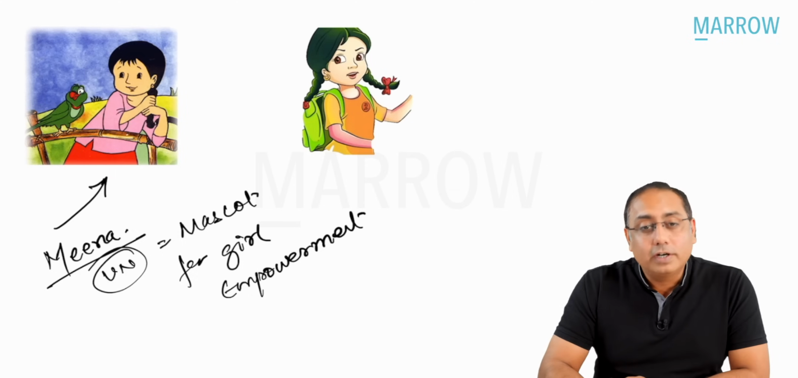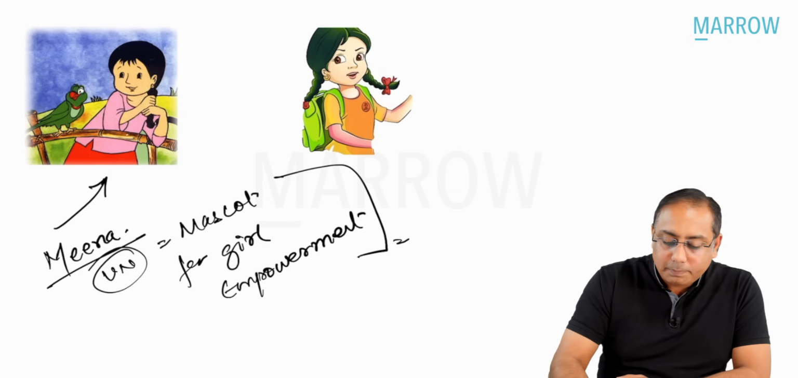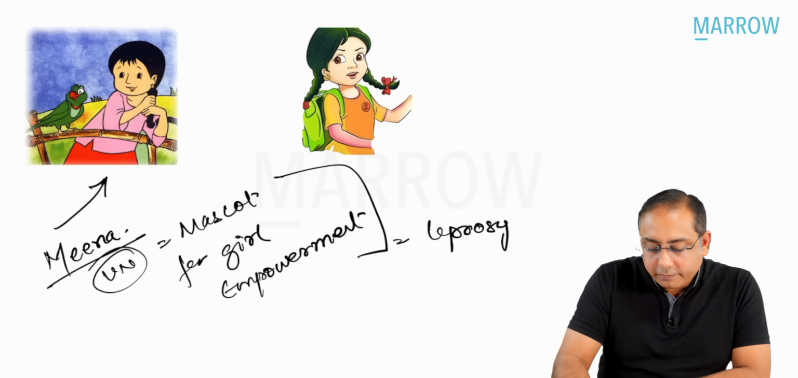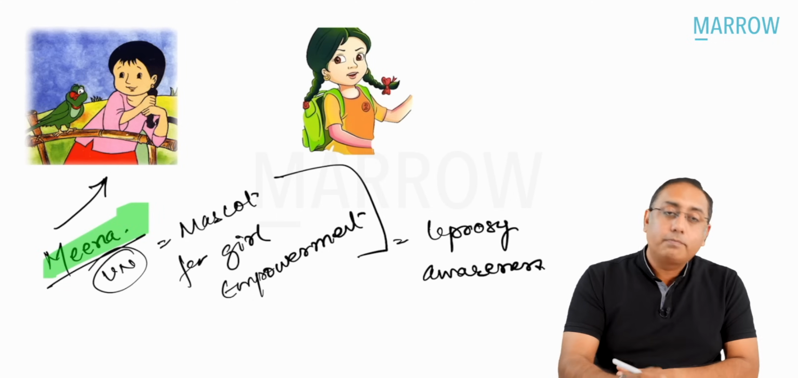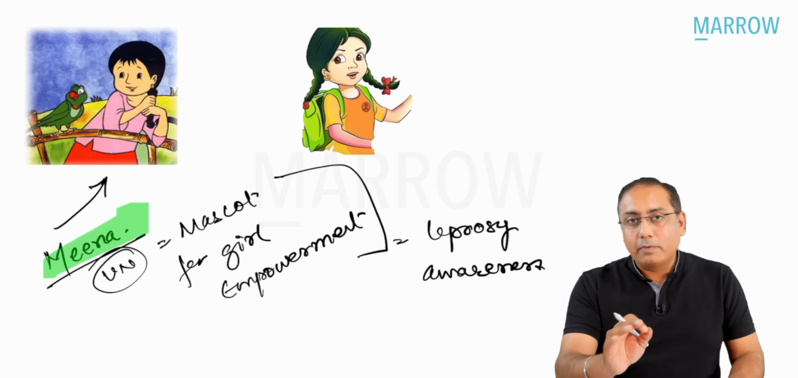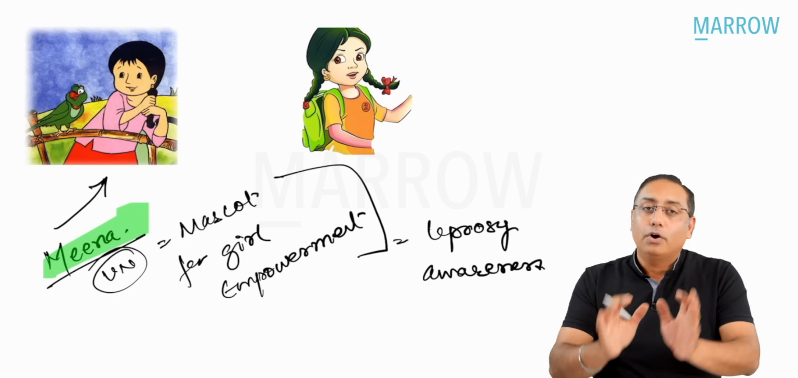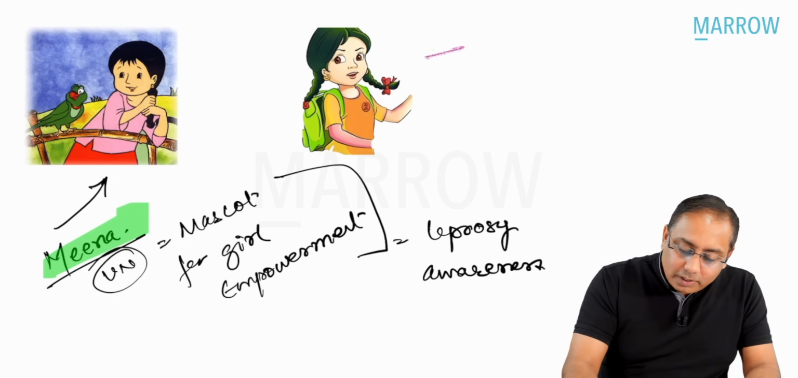She's a mascot for girl empowerment, and this has been adopted for leprosy awareness. So please remember, Meena is a mascot by the United Nations for girl empowerment, used in leprosy. On the same principle, we see another girl over here.